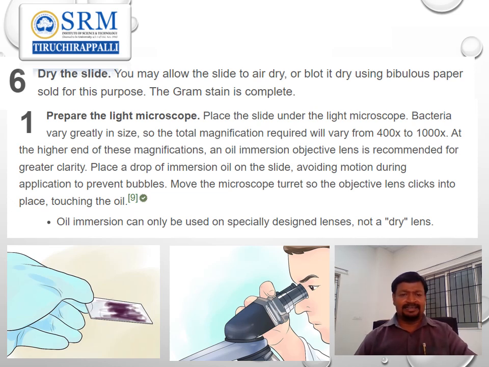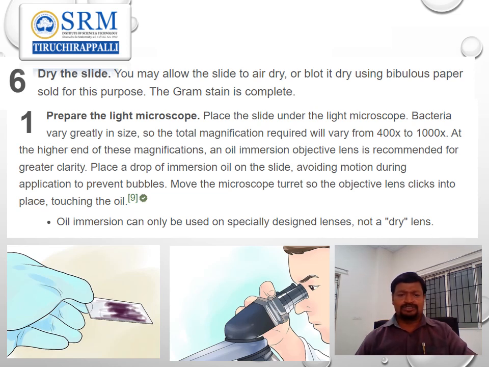Bacteria vary greatly in size. The total magnification required will vary from 400x to 1000x, but the basic microscope objectives are 10x, 40x, 100x, and oil immersion. For greater clarity, place a drop of immersion oil on the slide.